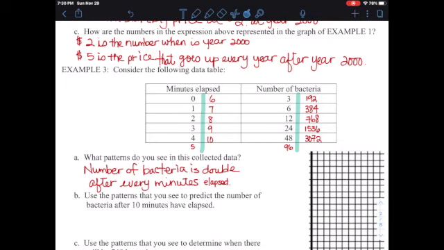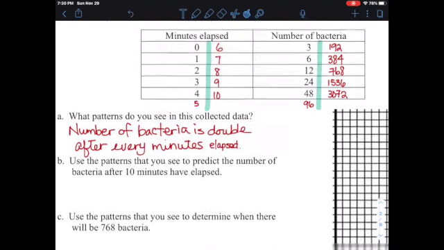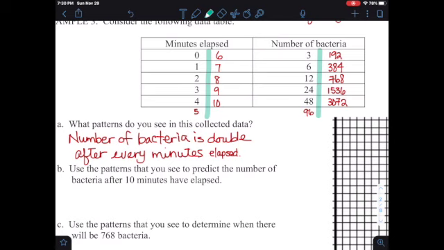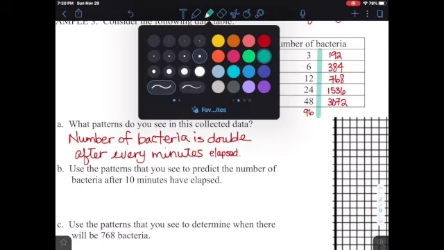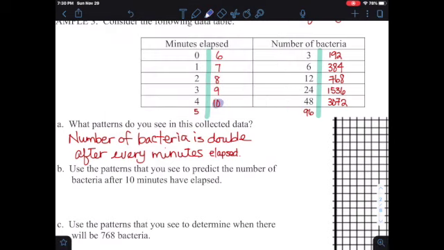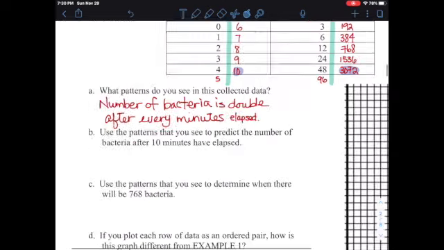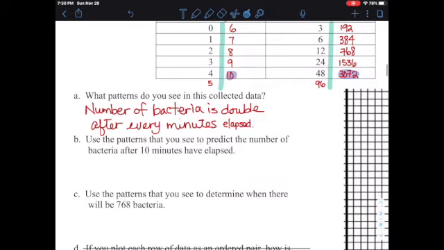And as letter B asks, use the pattern that you see to predict the number of bacteria after 10 minutes. In this case, after 10 minutes, the matching value for 10 is 3,072 bacteria. So I'm going to pause that and write that down for you guys, and try to answer letter C and see if you can get the same answer. I will put the answer down for you.